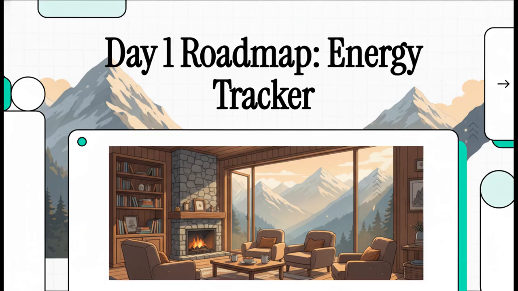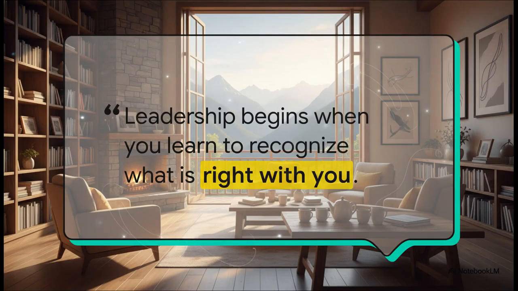Today, we're kicking off a journey into what we call applied self-awareness, and we're starting with a really simple but powerful tool, the energy tracker. Everything we do here, really, is built on this one idea. True sustainable leadership, it's not about fixing all your flaws. It actually begins with the honest, clear-eyed observation of the capacities you already have. This is our starting point.